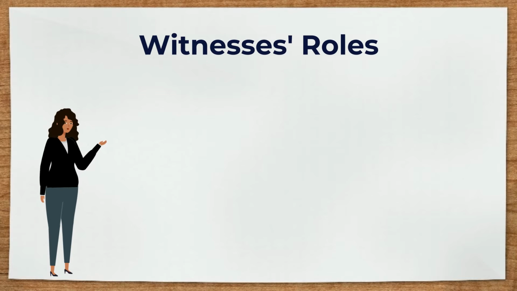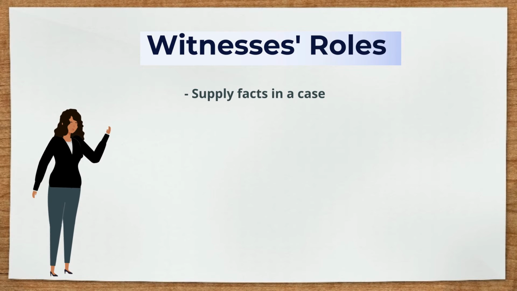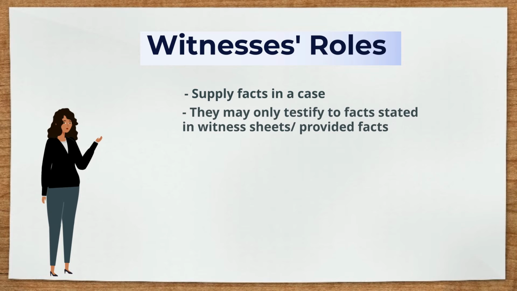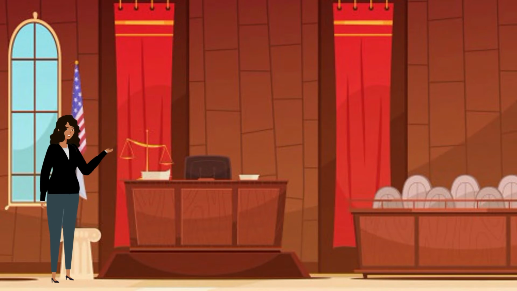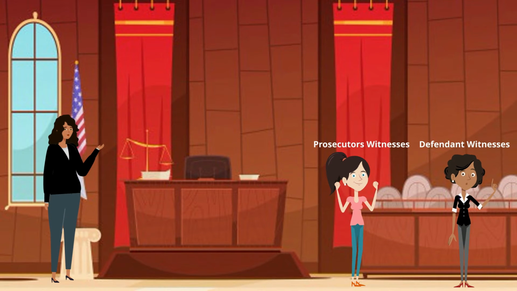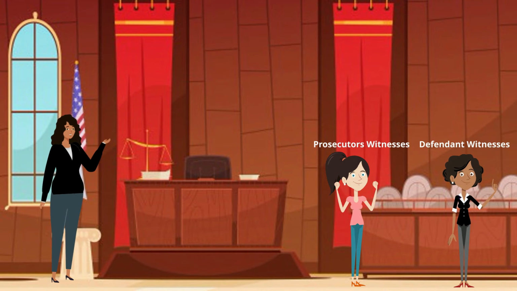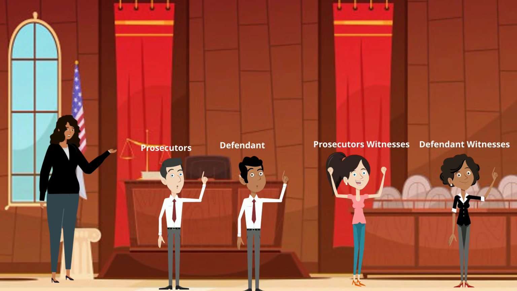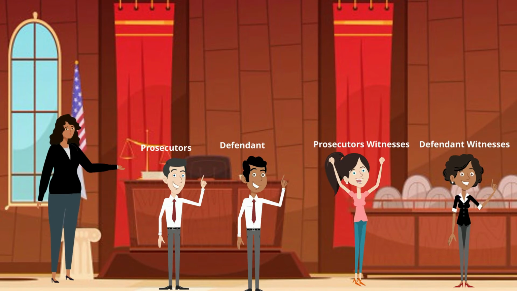On the stand, witnesses supply the facts in the case. They may testify only to facts stated in or reasonably implied from the witness sheets or fact situation provided. In any situation, there are two sets of witnesses, those who are on the side of the prosecutors and those who are with the defendants. However, prosecutors and defendants are allowed to interrogate both sides.